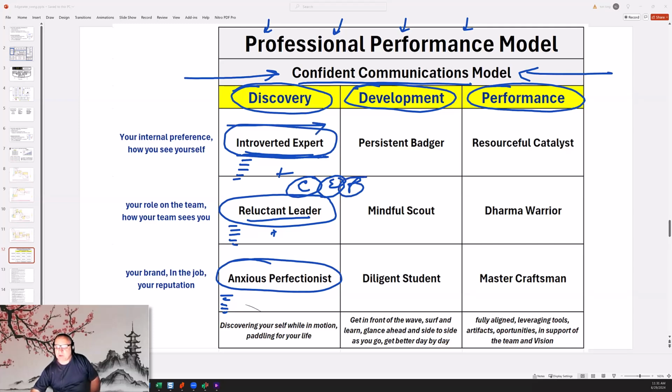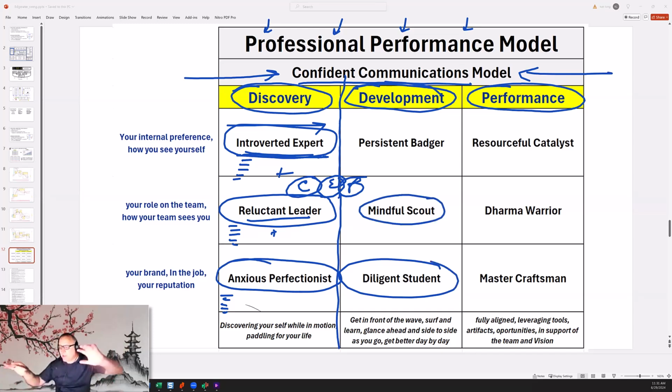And that once you get enough confidence and skills, you actually can leave the fear and anxiety behind and then work as a diligent student to perfect your learning in a systematic way, being a mindful scout to make sure that you're looking at the next most important thing, and then have the persistence of a badger to just keep going no matter what, and to look at every obstacle as an opportunity to demonstrate your badger nature.